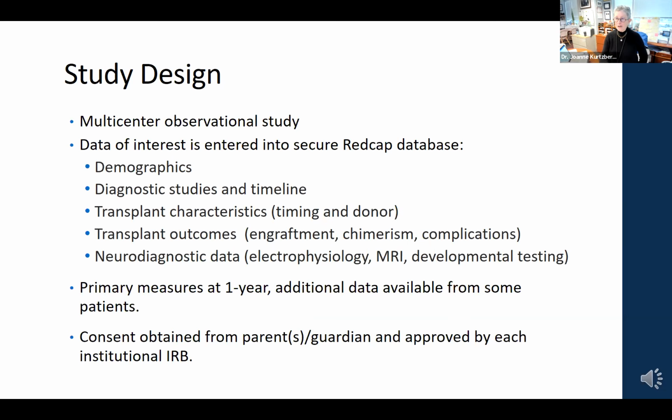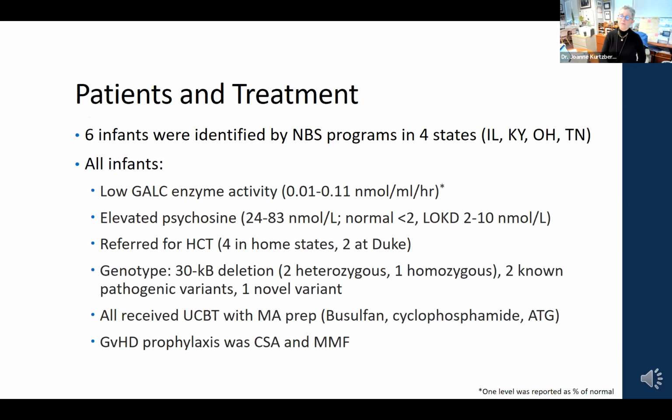And we looked at a primary outcome measure of 1 year, but we have additional data in some patients, and consent was obtained from the parent and guardian after it was approved by the institutional IRB. In this initial report, there were 6 infants identified in 4 states. All of the infants had low GALC. All had very elevated psychosines ranging from 24 to 83. All were referred for transplant, 4 in their home states and 2 to Duke.